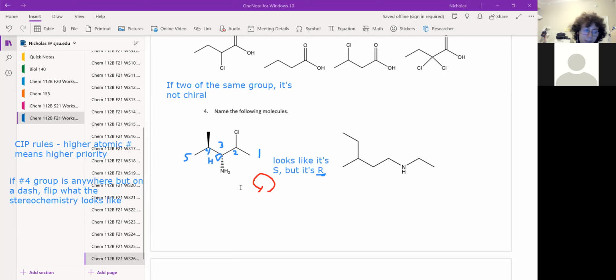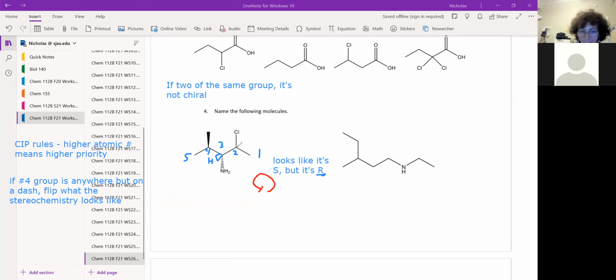So how should we name this molecule? You can put what you think it is in the chat. If you're comfortable. If not, I'll walk through it still. Oh, that's pretty close.